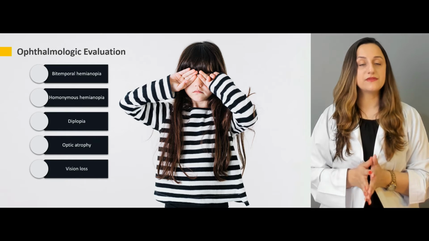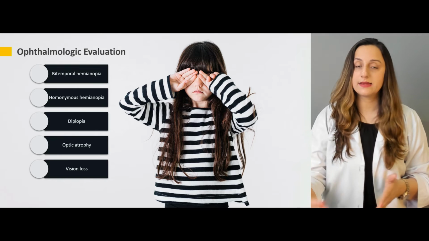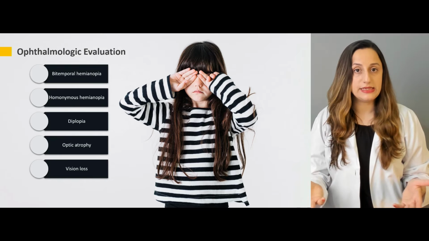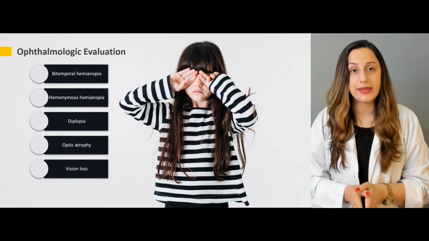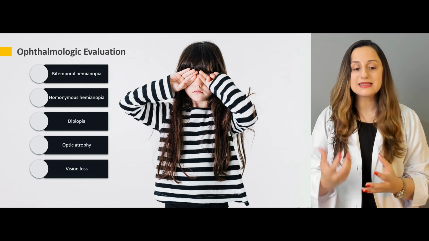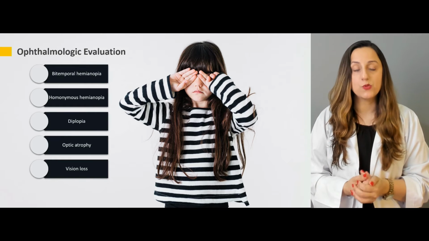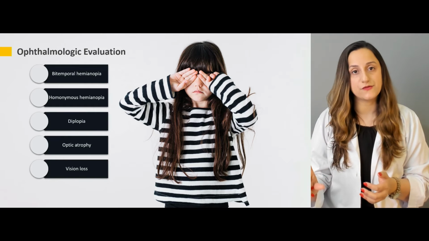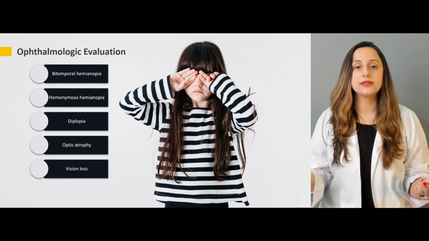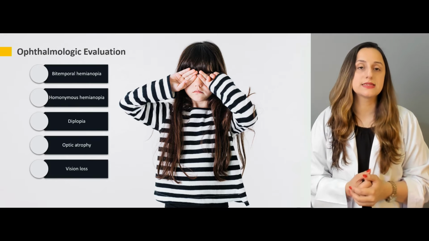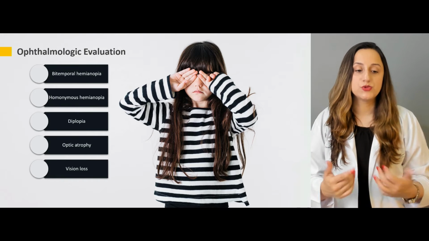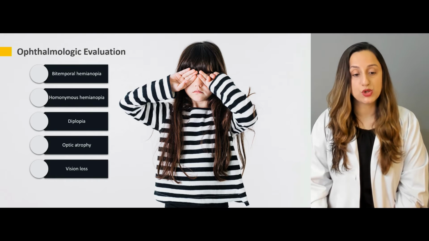Moving on, we have visual loss that can eventually occur if the patient is not treated in a proper way. So this is something that we are going to evaluate, what kind of vision loss he's suffering from. And obviously you can use a range of Snellen's charts to evaluate this vision loss in the patients.